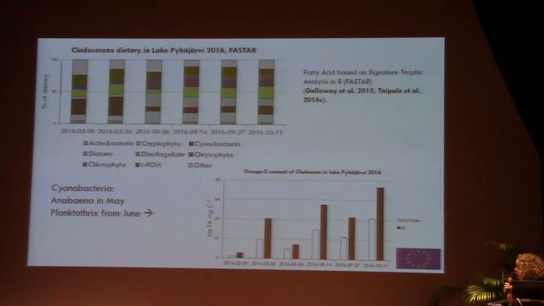And here, when the cyanobacteria, the bigger cells like Planktothrix, were dominant, zooplankton was not feeding on cyanobacteria, and the quality of food in the diet was increasing, but they were not feeding on these big cyanobacteria species.